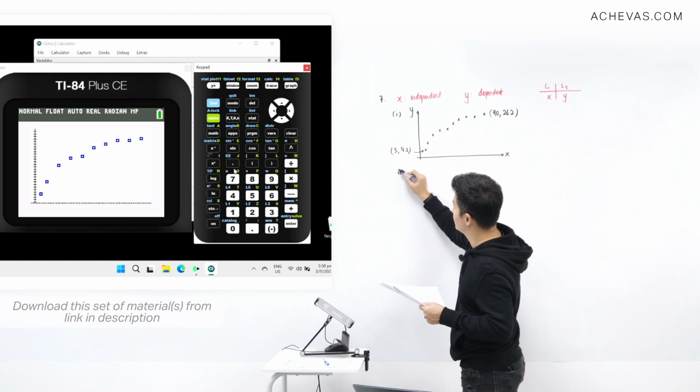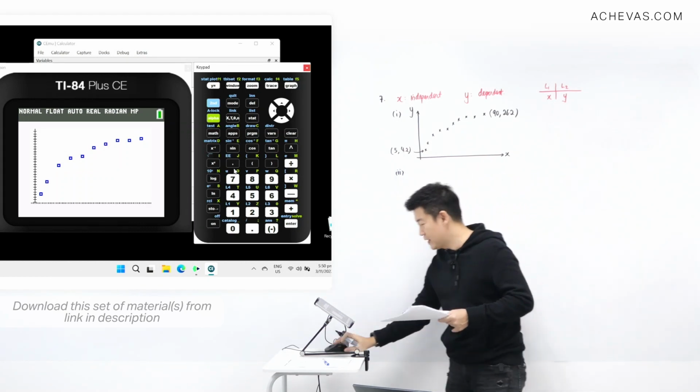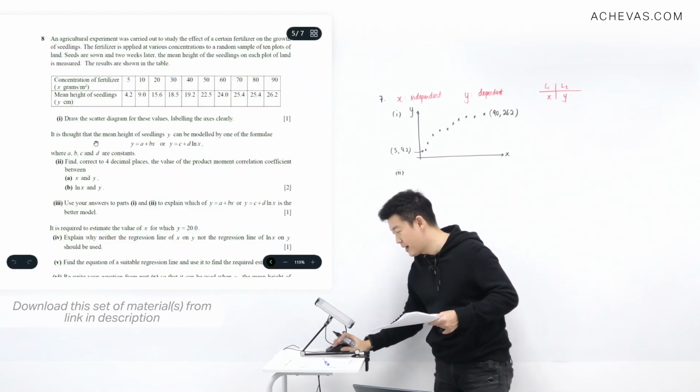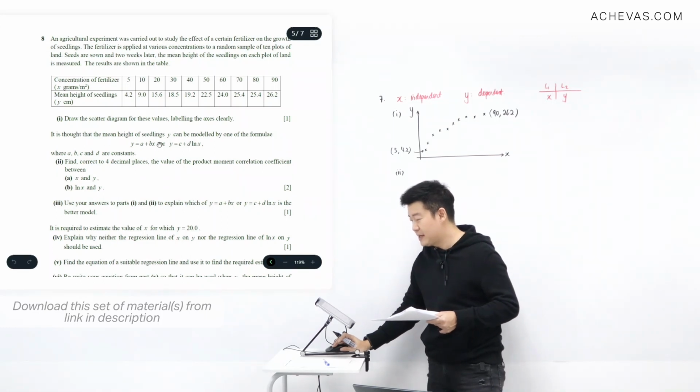Let's move on to part 2. Let's see the question again. Okay, for part 2, it is thought that the mean height of the seedling Y is modeled by one of the formulas that is given to us.